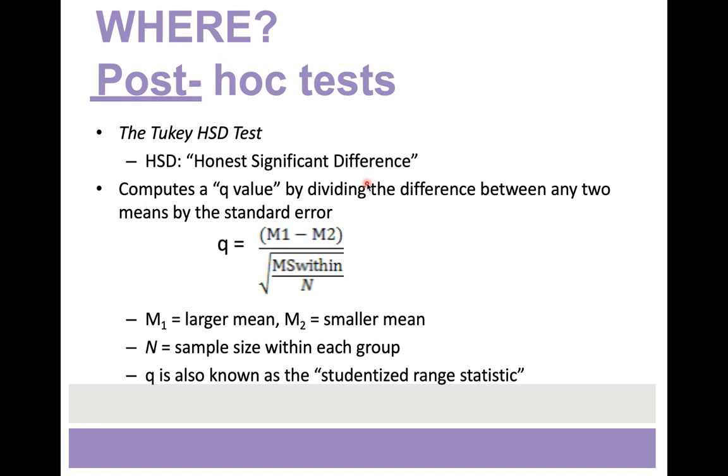We do this by computing Q's. Q values come from mean differences in the numerator. So if we're doing group 1 versus group 2, we would do the mean of 1 minus the mean of 2, divided by the square root of the mean squared within divided by n. I'm sorry for the difference between big N and small n, but in this case, n is the sample size within each group.